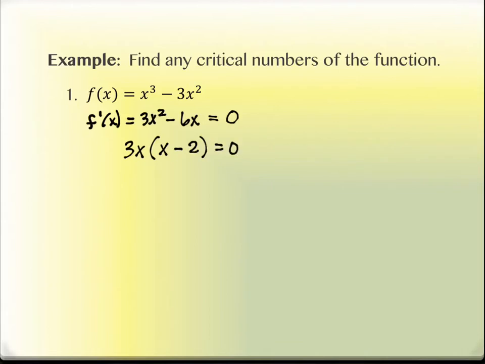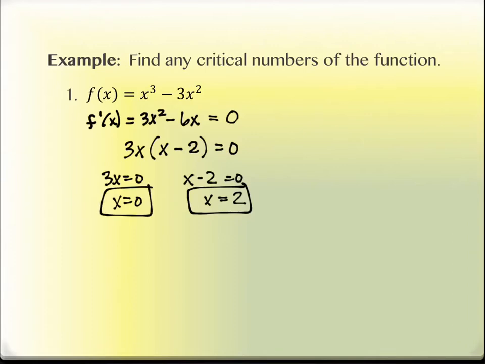So far, so good? Cool. And then we set each part equal to 0. So 3x equals 0, x minus 2 equals 0. And we solve them. So x is 0 on the first one and 2 on the second one, right? Okay, so these are two possible contenders for being maximums or minimums. Now, we're not actually asked to figure out if they are on this problem. We're just asked to find critical numbers. So these are the critical numbers, and we're done with this part of the problem.